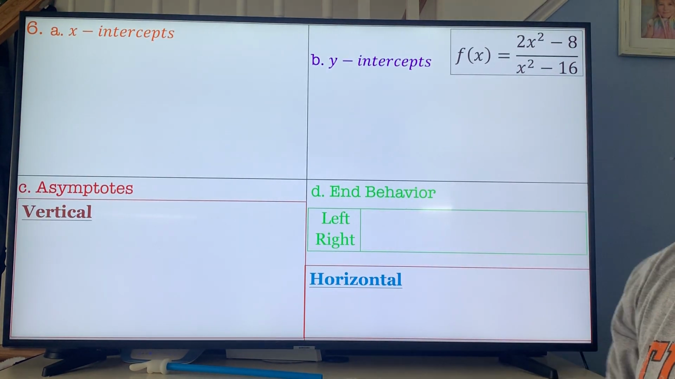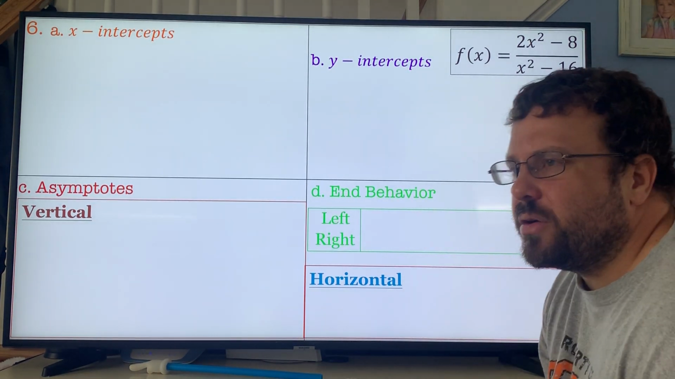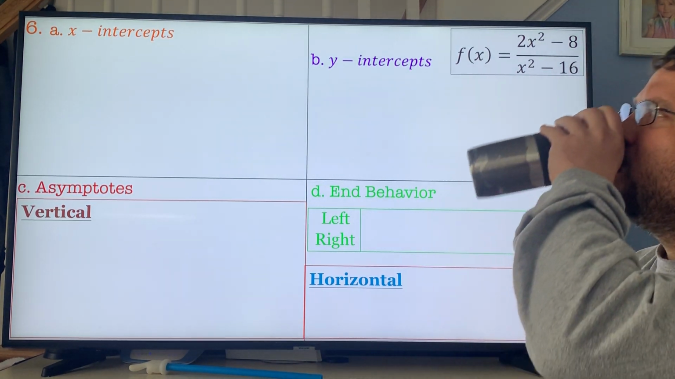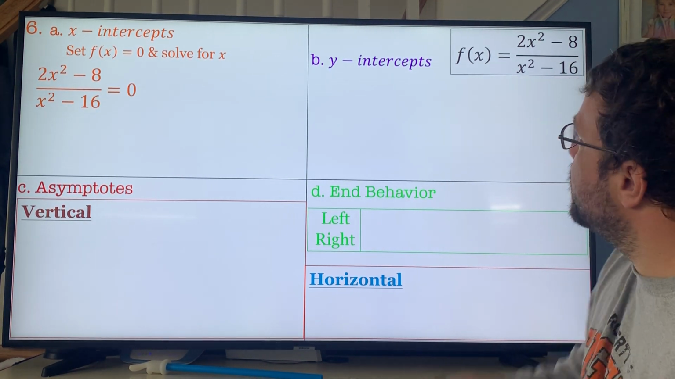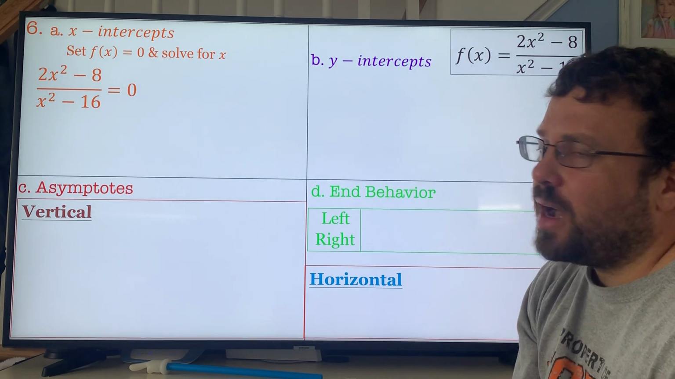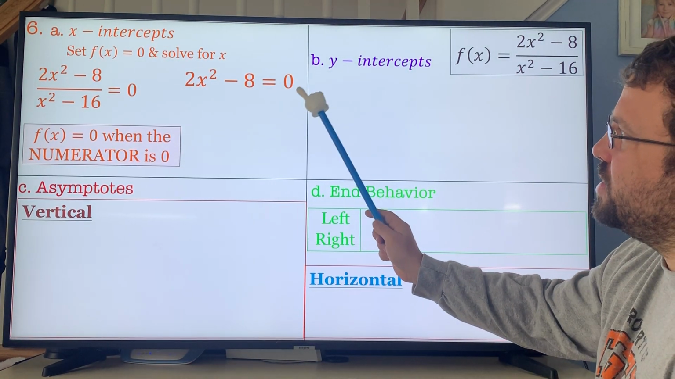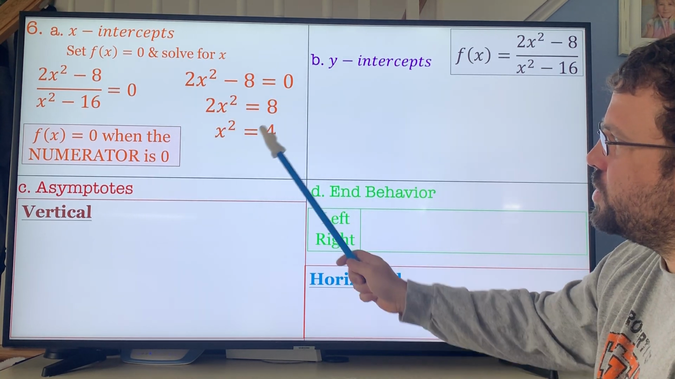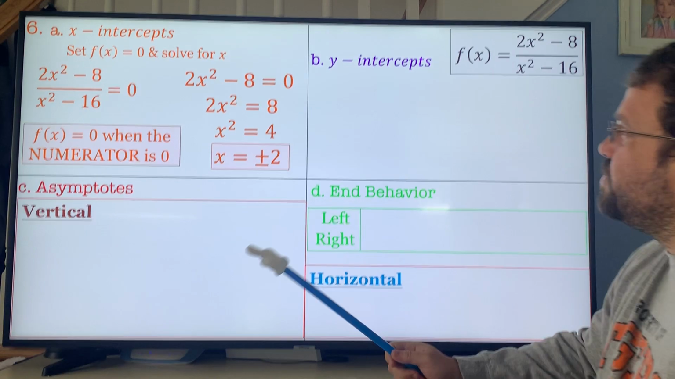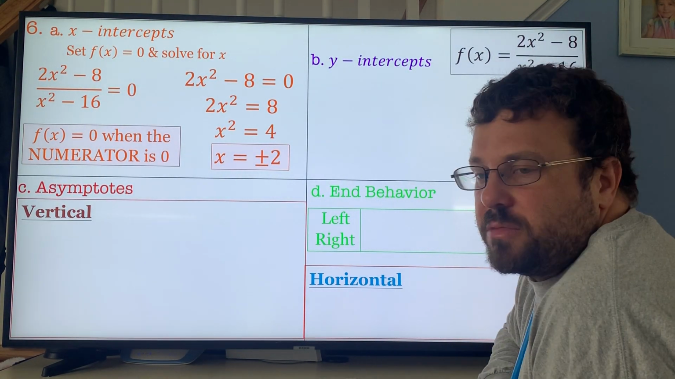Let's try another one, number 6. This is a little more than the halfway point. Another polynomial. All right, so set the top equal to 0. Remember, numerator has to be 0. 2x squared minus 8 equals 0. Add 8, divide by 2. Oops, square root of 4 is plus or minus 2, right? Y-intercept. What do you got?